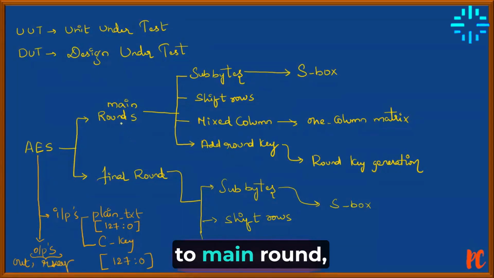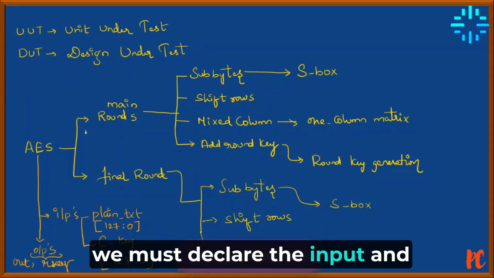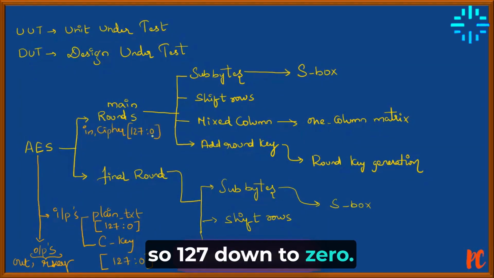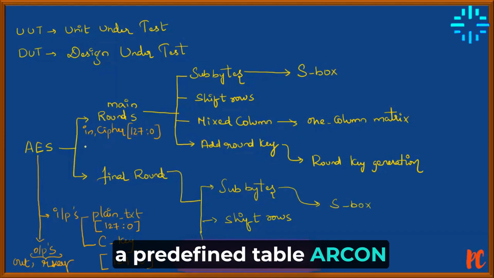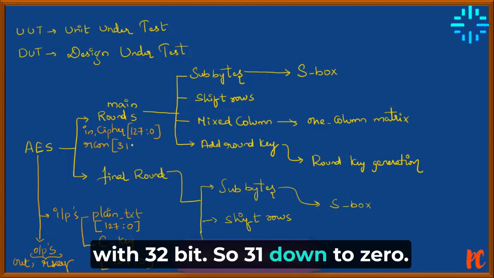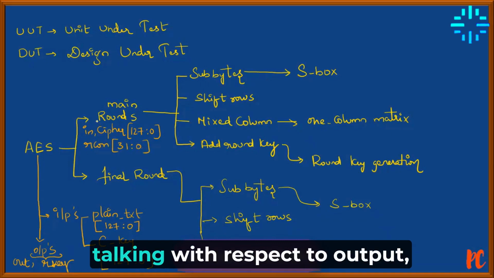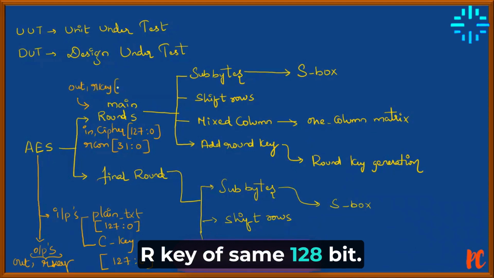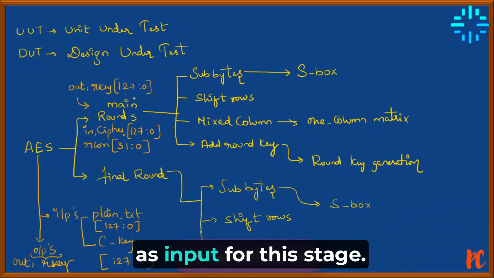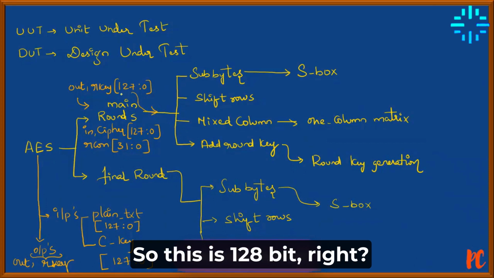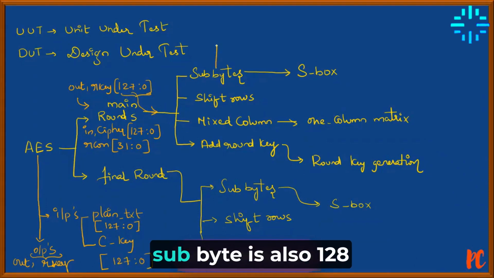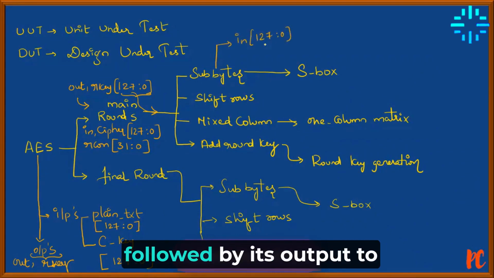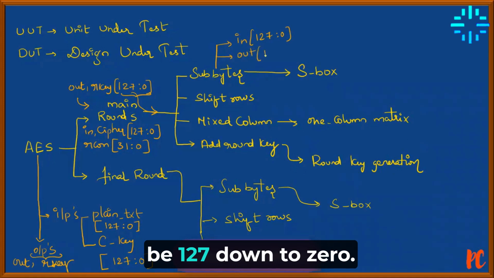Now talking with respect to main round, we must declare the input and the cipher as 128 bit. So 127 down to 0. Along with that we need to have a predefined table rcon with 32 bit. So 31 down to 0 I'll be taking. Similarly, with respect to output, it must have an out followed by round key of the same 128 bit. Obviously that is going to be fed as input for this stage. So this is 128 bit, right? Thereby the port list for this SubBytes will also be 128 bit. Let me consider input 127 down to 0 followed by its output to be 127 down to 0.